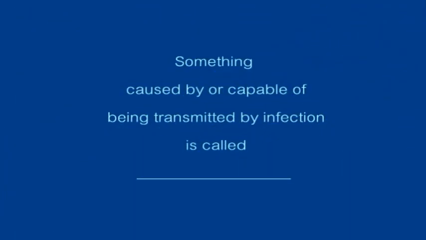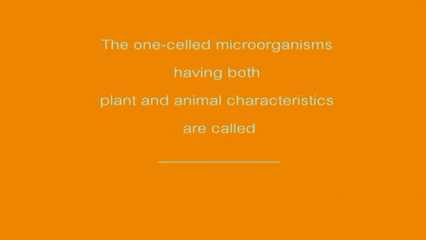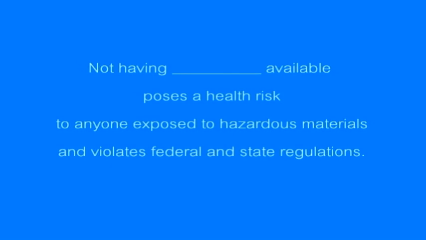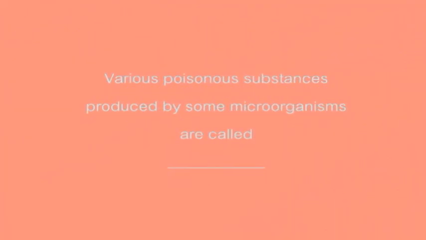Something caused by or capable of being transmitted by infection is called infectious. The one-celled microorganisms having both plant and animal characteristics are called bacteria. Not having MSDSs available poses a health risk to anyone exposed to hazardous materials and violates federal and state regulations. Various poisonous substances produced by some microorganisms are called toxins.